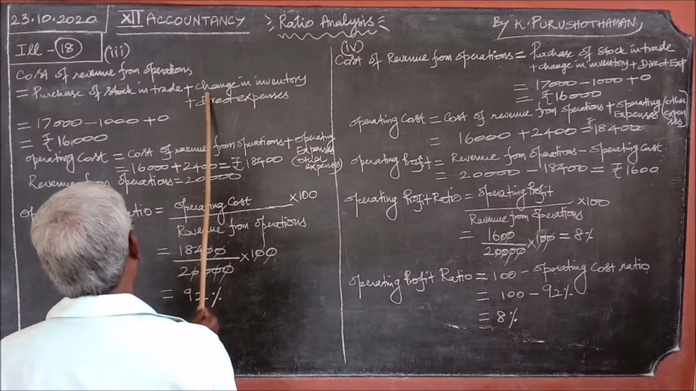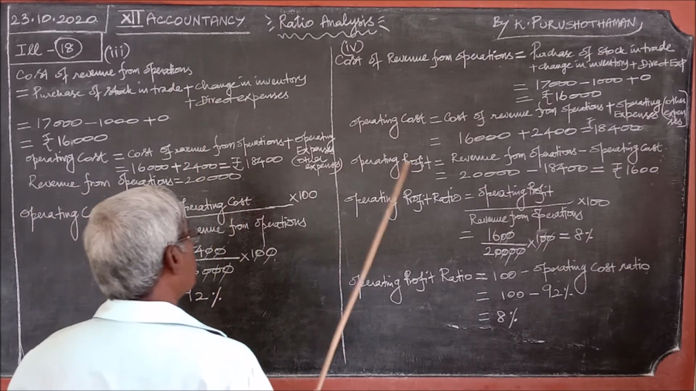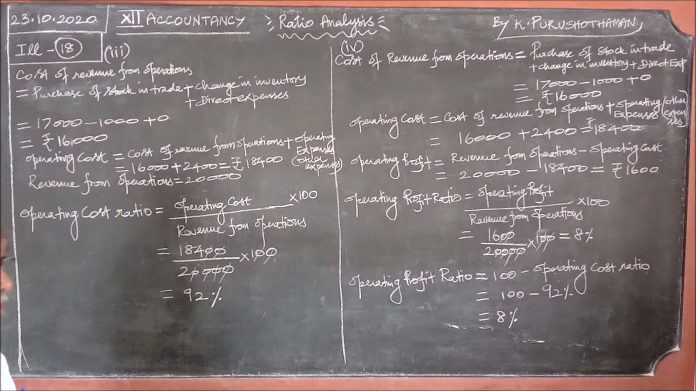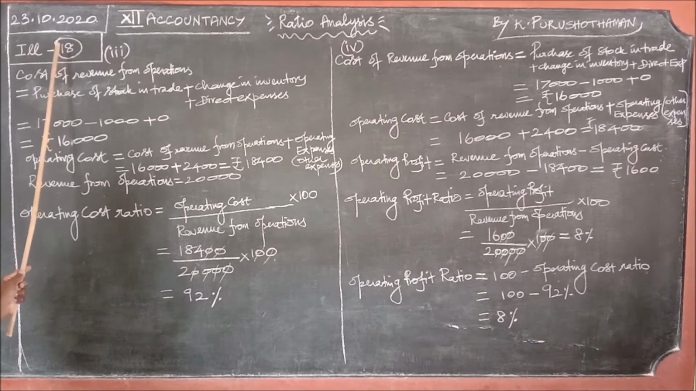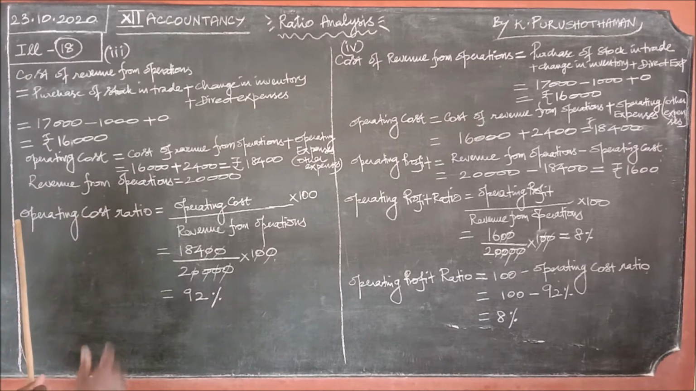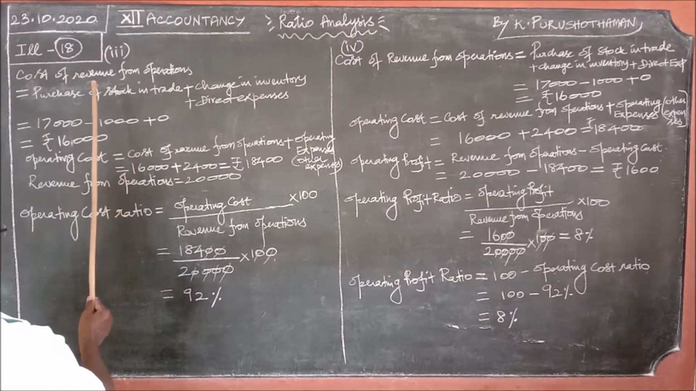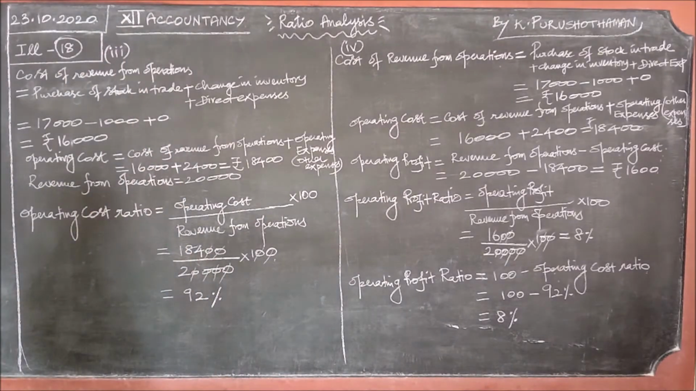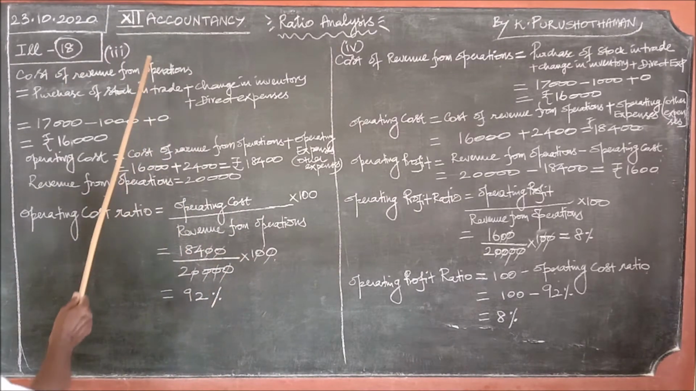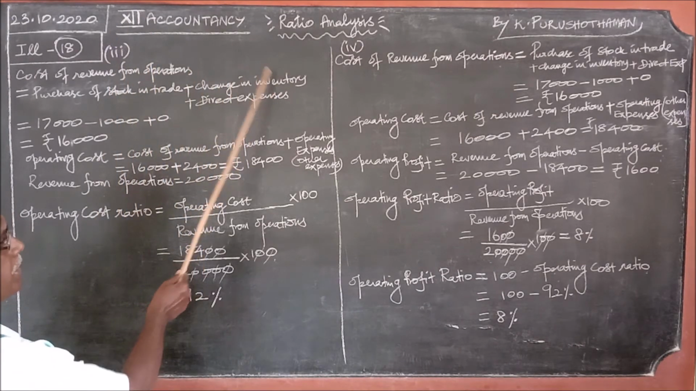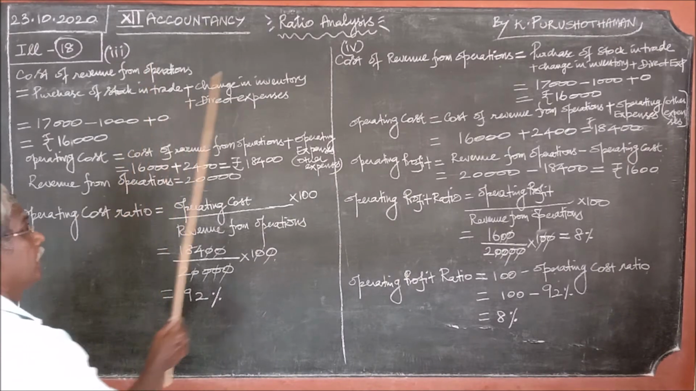Suppose they had asked only this, I could come here only after finding this. Suppose they had asked only the operating profit ratio, I could come to it only after finding all of this. In case, as it is given in Illustration 18, if all four ratios are asked, when you find the cost of revenue from operations for gross profit, you can use the same for this ratio and this ratio. Now if 4 ratios are asked, there is no need to work it out separately each time. Cost of revenue from operations equals purchase of stock in trade, change in inventory plus direct expenses. I have written it here also, and here also.